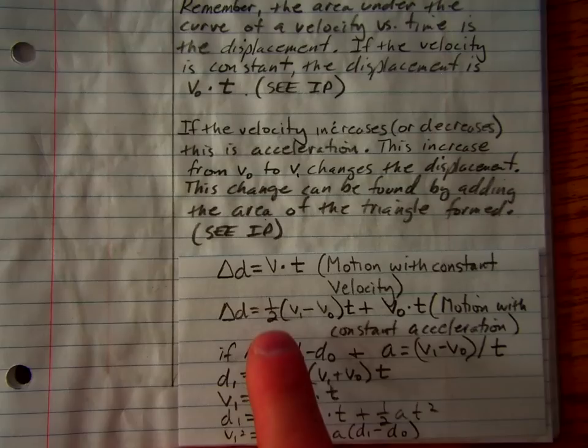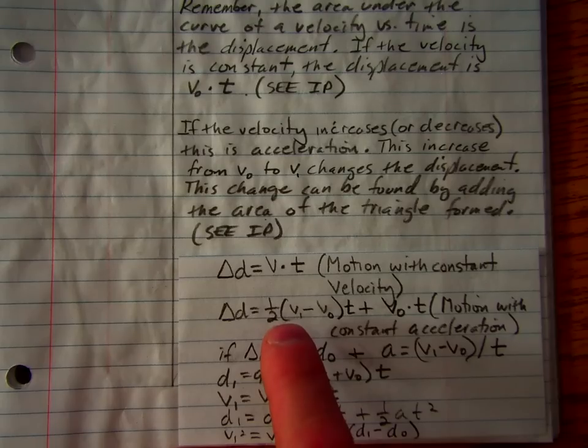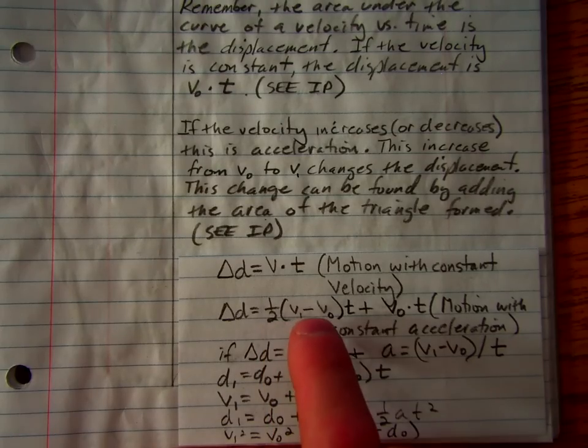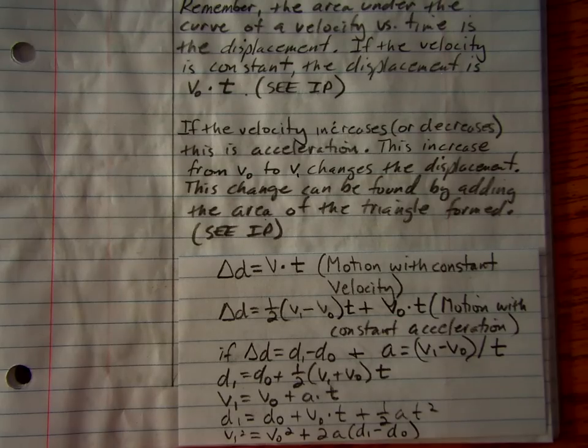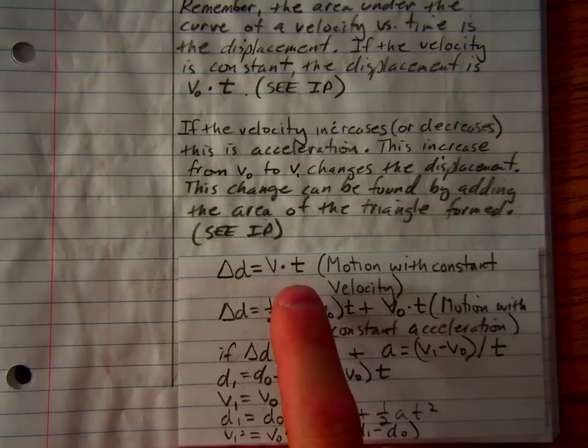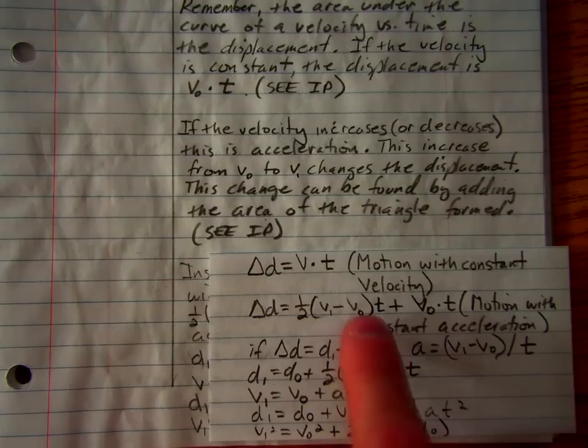This second equation or relationship is the delta d, the change in position or the displacement of an object that is changing its velocity at a constant rate. And we found that if we add the area of the triangle, which is this part, with the area of the rectangle, which is this part, if we combine those two, we get the total displacement. Now, we call this equation the equation of motion with constant velocity, and we call this equation the equation of motion with constant acceleration. Fortunately, this equation has not been simplified.